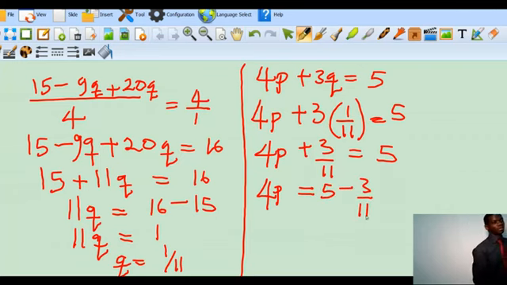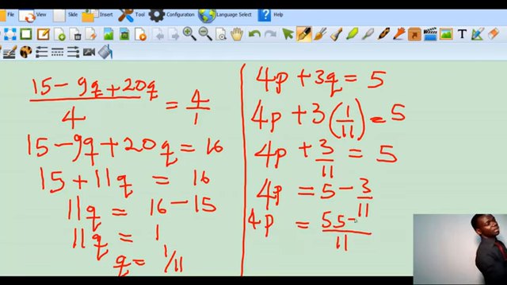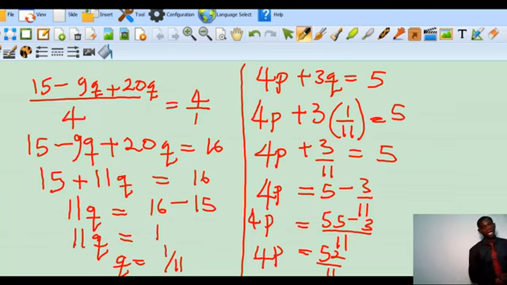From this place, you can obtain your value for p by finding the LCM. With 11, we have 55 minus 3. And your 4p is equal to 52 over 11. And from this, you can make p the subject of the formula and obtain the value for the second unknown. Let's continue.